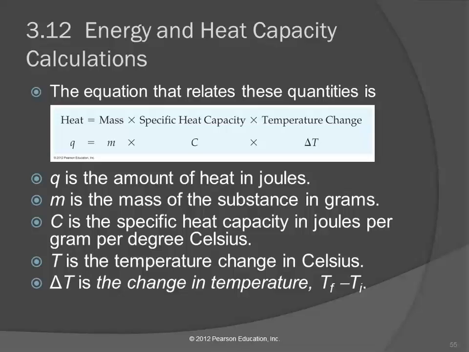So delta T, you see a triangle in this. Delta T is the change in temperature, and delta is the Greek letter D, and it means change in. And when we do change in science, it's always the final minus the initial. Okay, so delta T is the final temperature minus the initial temperature.